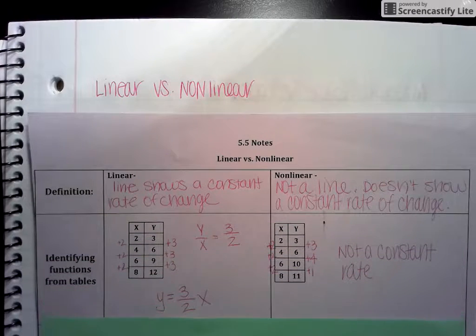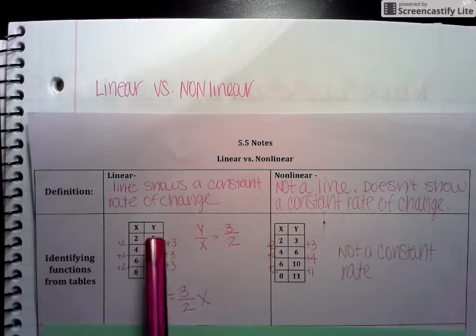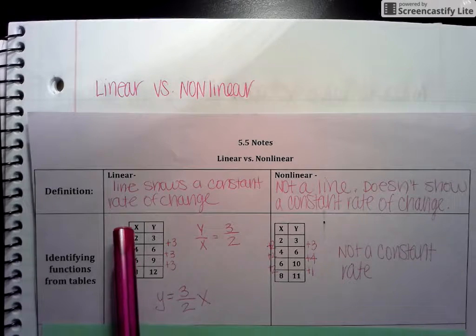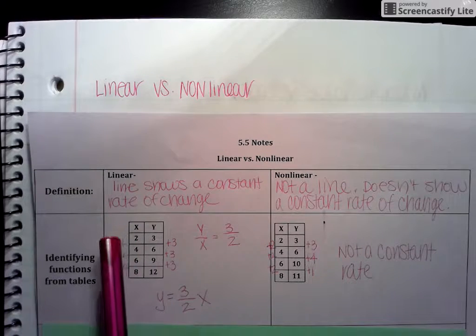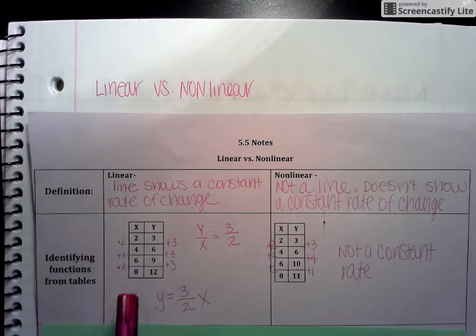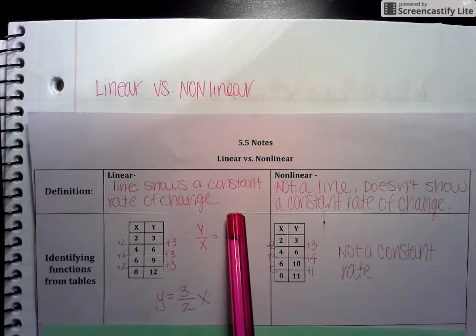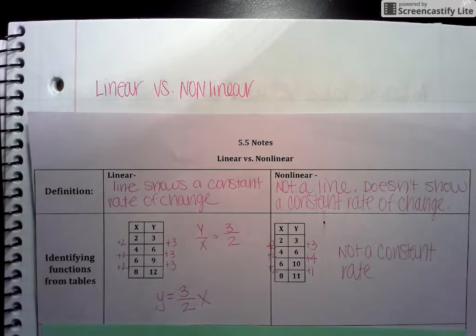So for example, if you were looking at a table, if you notice in this one, from 3 to 6, 6 to 9, and 9 to 12, it's going up by 3. And on our x value, the change is 2 to 4, 4 to 6, 6 to 8, and it's going up 2. So we know that slope is always y over x. So in this case, our slope would be 3/2.